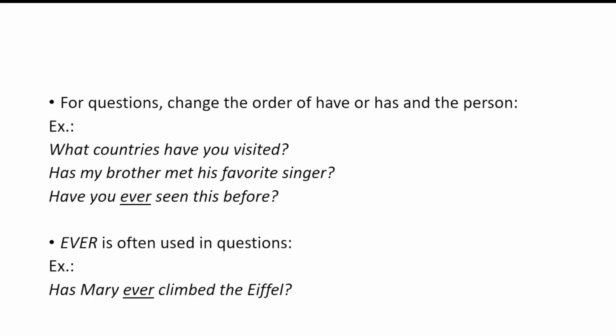For questions, we change the order of have or has and the subject. So how can we say this for questions? What countries have you visited? Has my brother met his favorite singer? Have you ever seen this before? So we say the verb has or have at the beginning of the question, and we always say the past participle of the verb after the subject. The word ever is often used in questions. For example, has Mary ever climbed the Eiffel Tower?